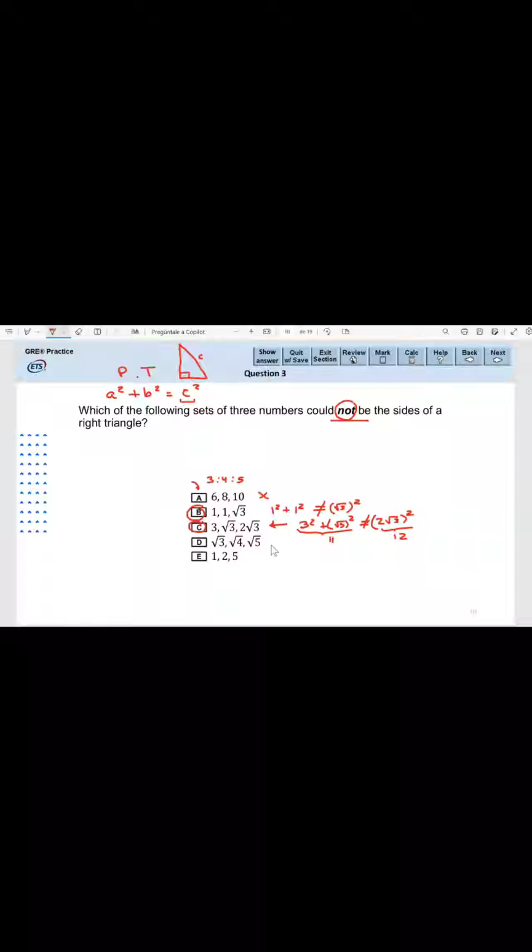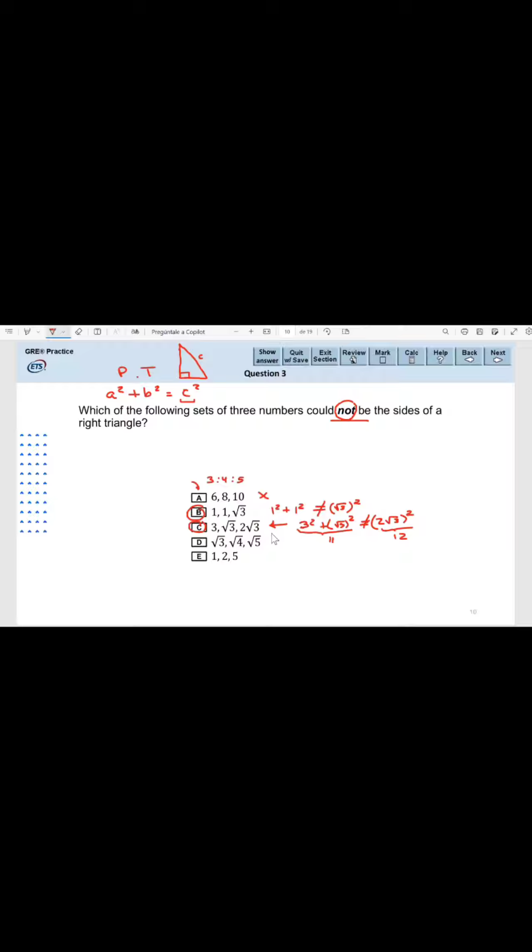What about D? Okay, D is a bit tricky because you see 3, 4, and 5 and suddenly, oh, this follows the proportion. No. Take a look. If you square this and add the square of this, is this equal to the square of this? No, because this is 3 plus 4, 7. And here you only have 5. So it doesn't hold the equality true. So we have another set, okay?